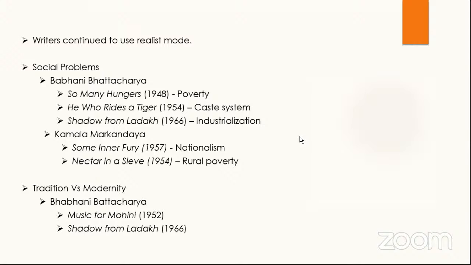First is Bhabani Bhattacharya that we talked about. He wrote this novel called So Many Hungers, which was published in 1948. This is a novel that deals with poverty in Bengal. It is set in the time of the Bengal famine in the 40s, and this novel talks about how the corruption and indifference of the Indian administrative officials was responsible for the starvation and death of many people. A lot of people died because of the Bengal famine, and this particular work touches upon that theme.